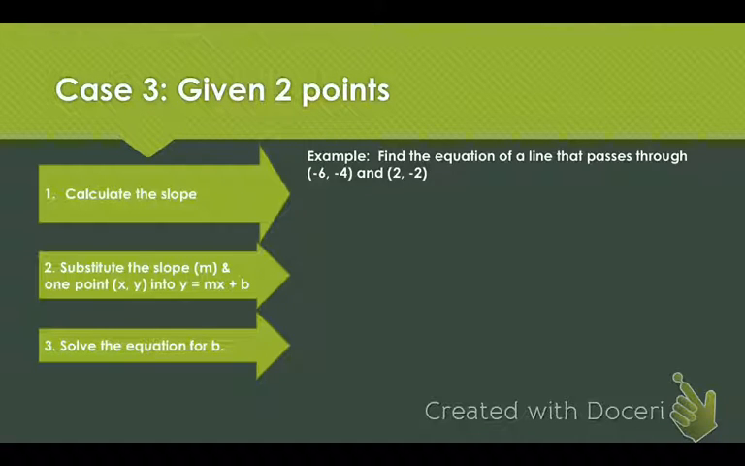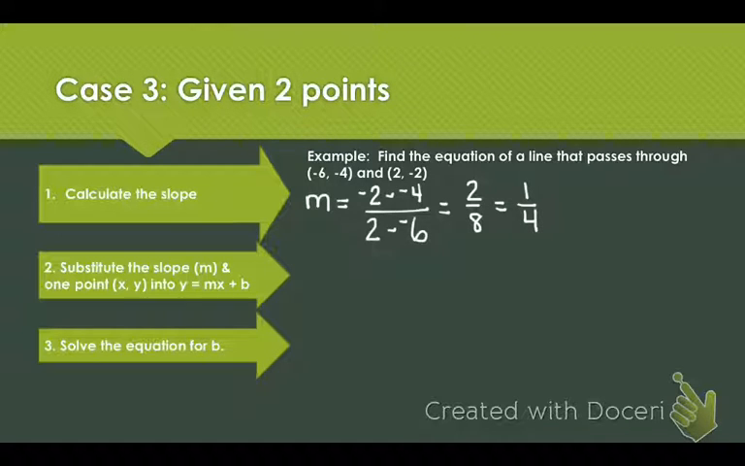So I'm going to begin by calculating my slope. So m is equal to, I'm going to subtract my y values, -2 minus -4, over my x values, 2 minus -6, which results in 2 over 8, which reduces to 1/4.